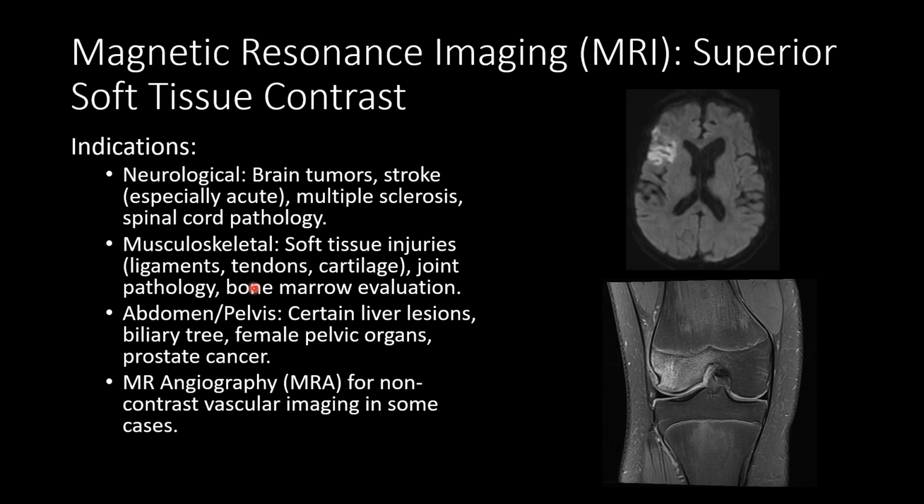In the abdomen and pelvis, MRI can really excel with characterizing certain types of liver tumors or liver lesions. It can give a detailed evaluation of the biliary tree. It's excellent for the female pelvic organs and is good for prostate cancer as well. And then we also have certain tools within MRI that allow us to do vascular imaging without contrast. So in some patients who cannot receive contrast, whether that's iodinated CT contrast or gadolinium-based MR contrast, we can do non-contrast techniques to assess the vessels.